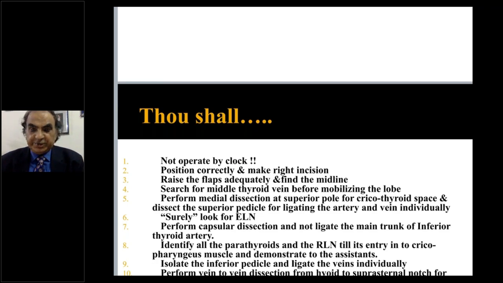Perform the medial dissection of the superior pole. Always look for the external laryngeal nerve, which we do in all cases, by performing the Nias maneuver and opening up the cricothyroid space of Reeves. And we do capsular dissection on the main trunk of the inferior thyroid artery, never ligate it, but we do ligate the capsular branches only.